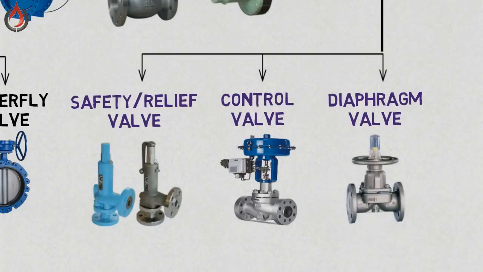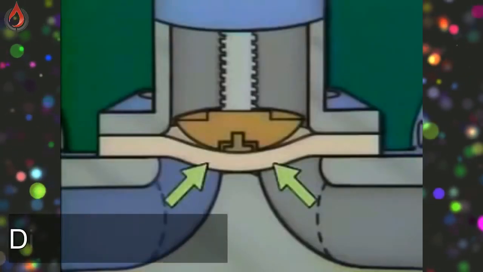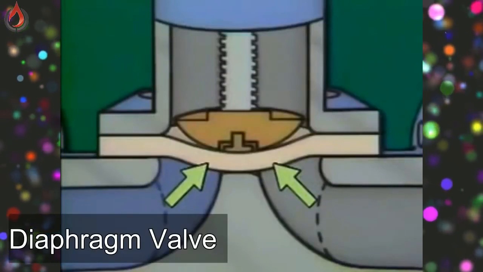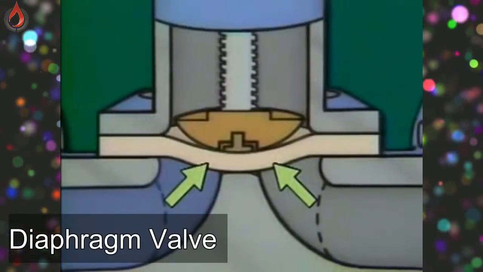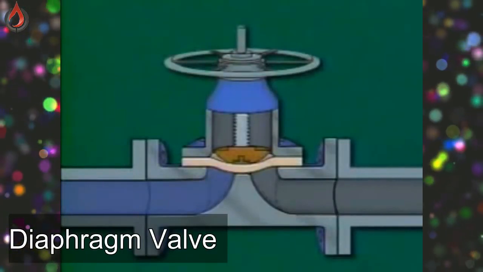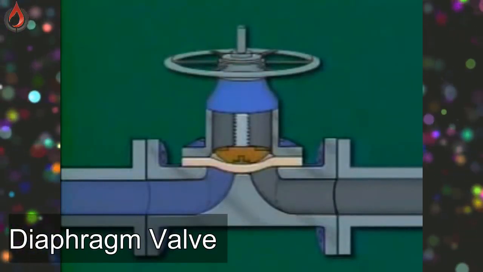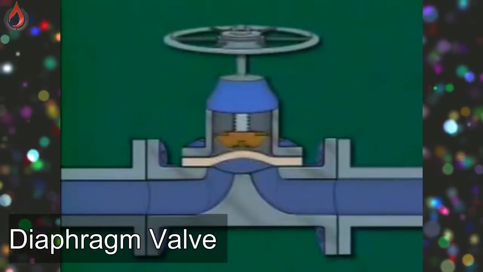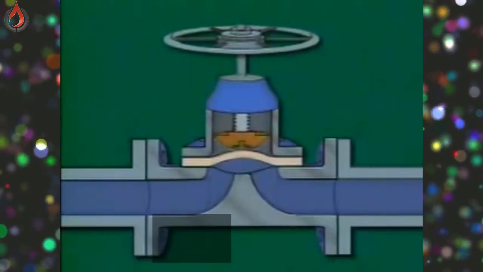And the last one is diaphragm valve. Diaphragm valve is a linear motion valve that is used to start, regulate, and stop flow. The disc is flexible and the seal with the seat is an open area at the top of the valve body.